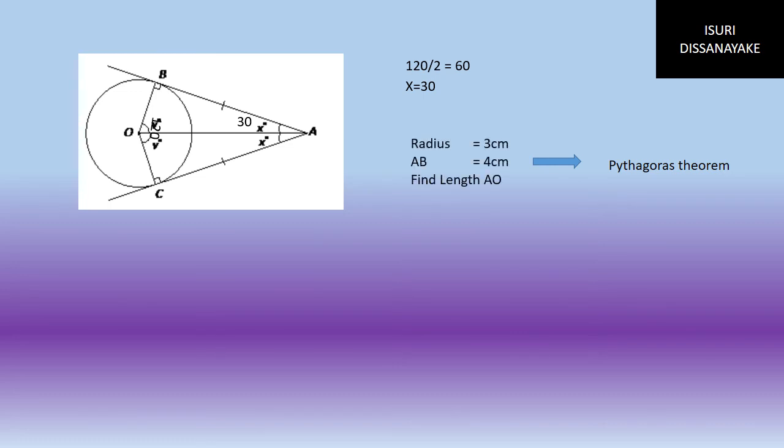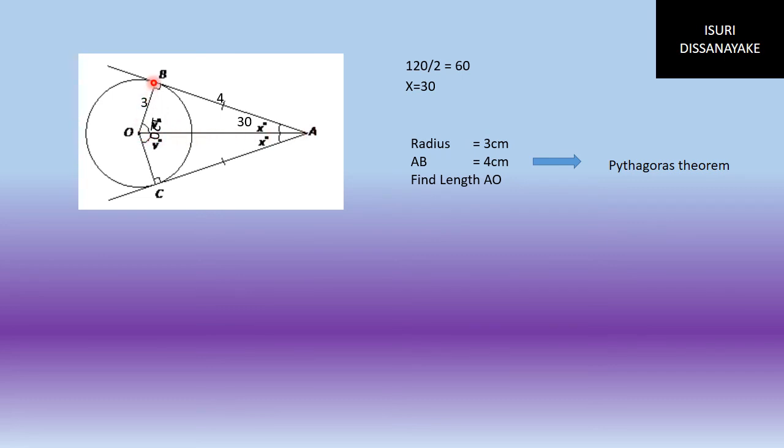And then they say the radius is 3 centimeters and they say the tangent AB is 4 centimeters. I want you to find the length AO. So you can see this is the right angle over here. Therefore, this is a right angle triangle. ABO is a right angle triangle, angle B is 90 degrees. The side facing the angle B is AO, which is the hypotenuse.